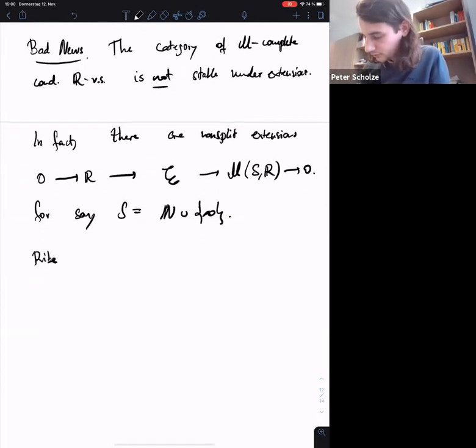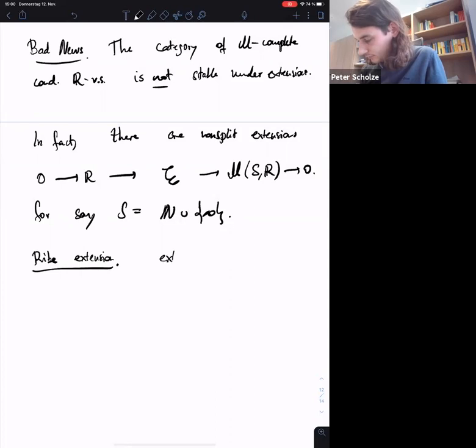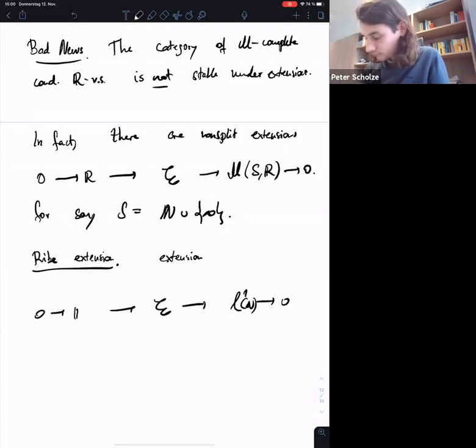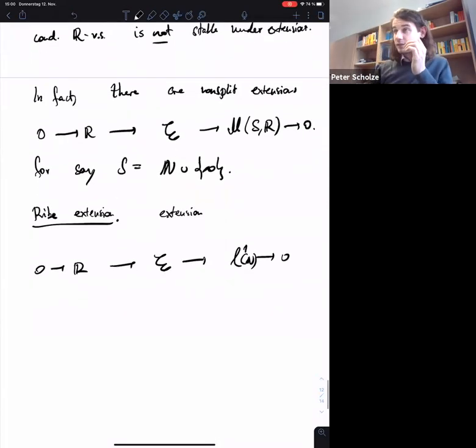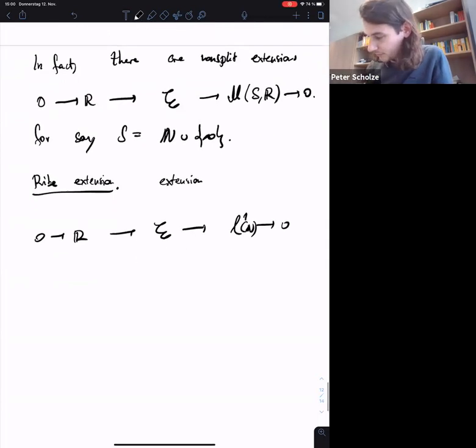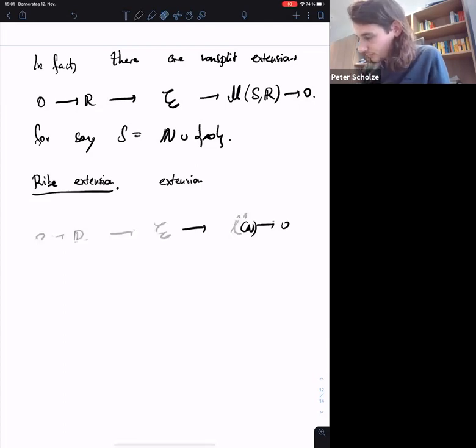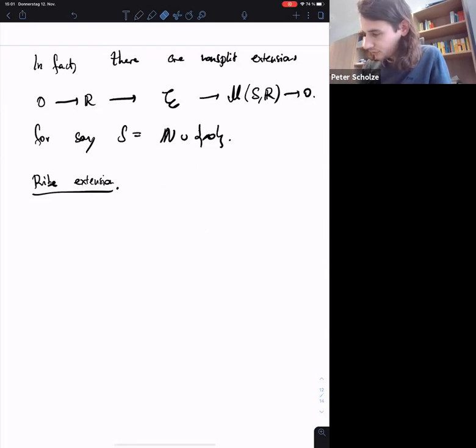So there's this thing called the Ribe extension. Classically this is an extension of the L1 space on the integers by the reals, and this is constructed as follows. Well, no, let me do it for the space of measures instead directly.